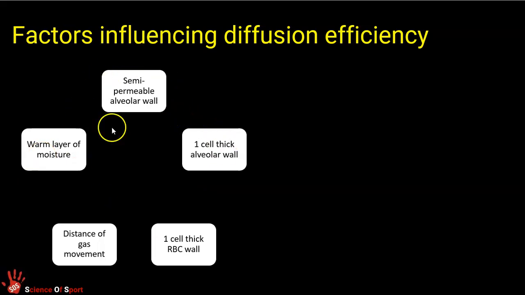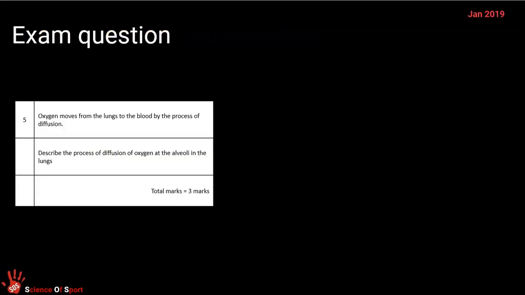So just some factors that you need to appreciate, which we may have addressed a little bit from other respiratory systems. So lastly then, just to show you the sort of question you might come across, this question says, for 3 marks, oxygen moves from the lungs to the blood by the process of diffusion. So it gives you a bit of information. We know automatically from interpreting this question that it's about external respiration. It's happening at the lungs. Describe the process of diffusion of oxygen at the alveoli in the lungs.